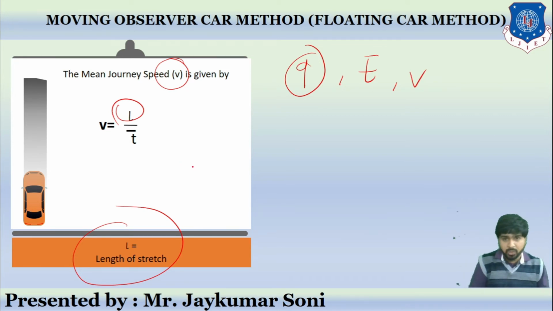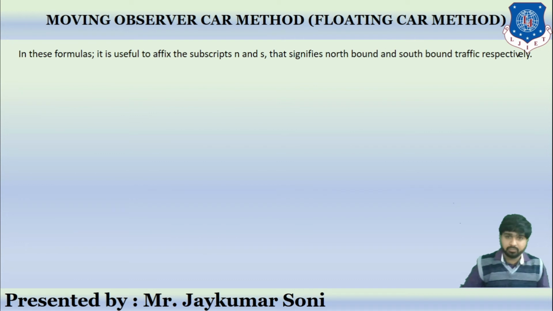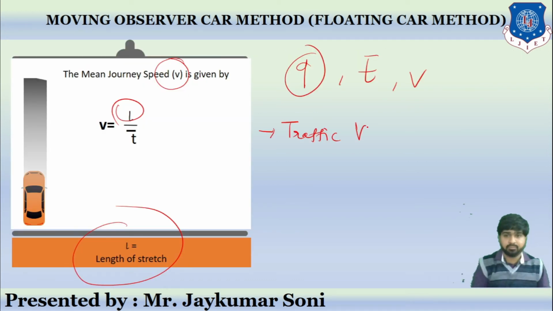So traffic volume, then average journey time, and then mean journey speed. Now this is the basic concept of the moving observer car method.